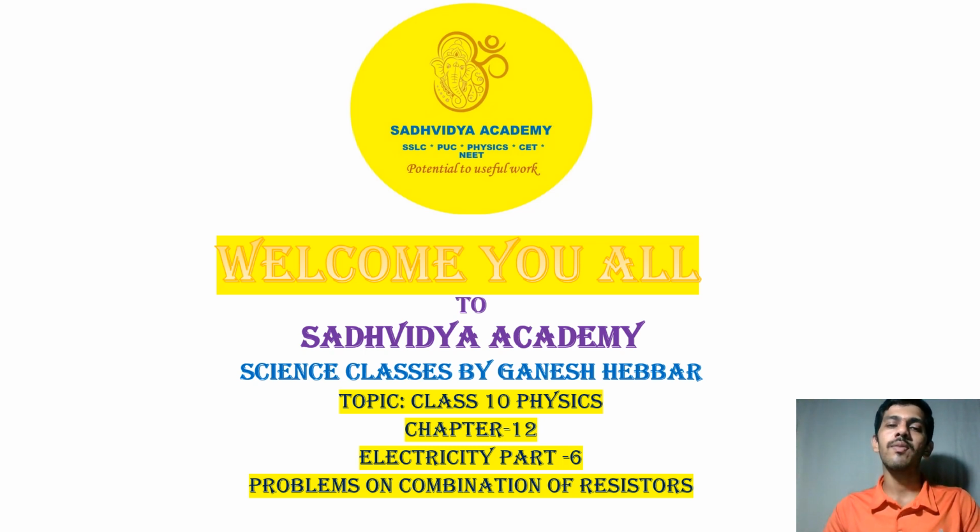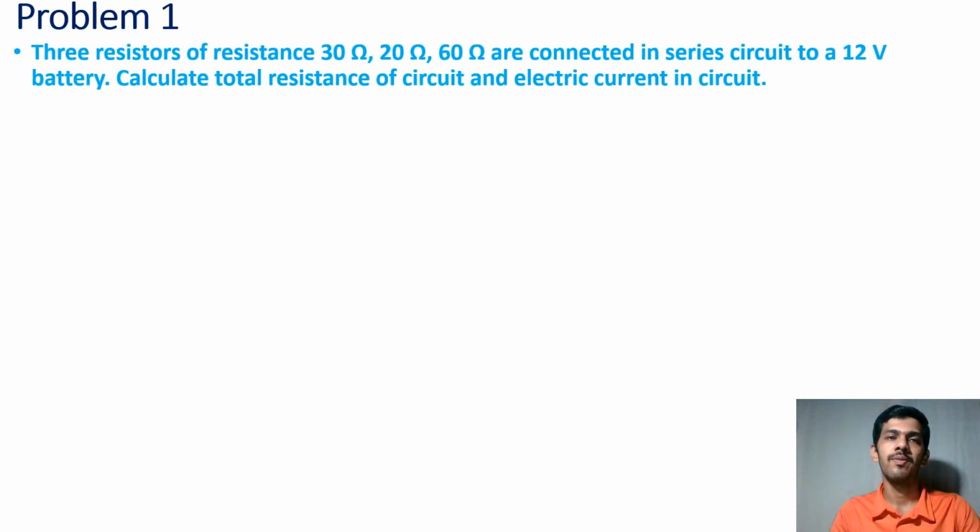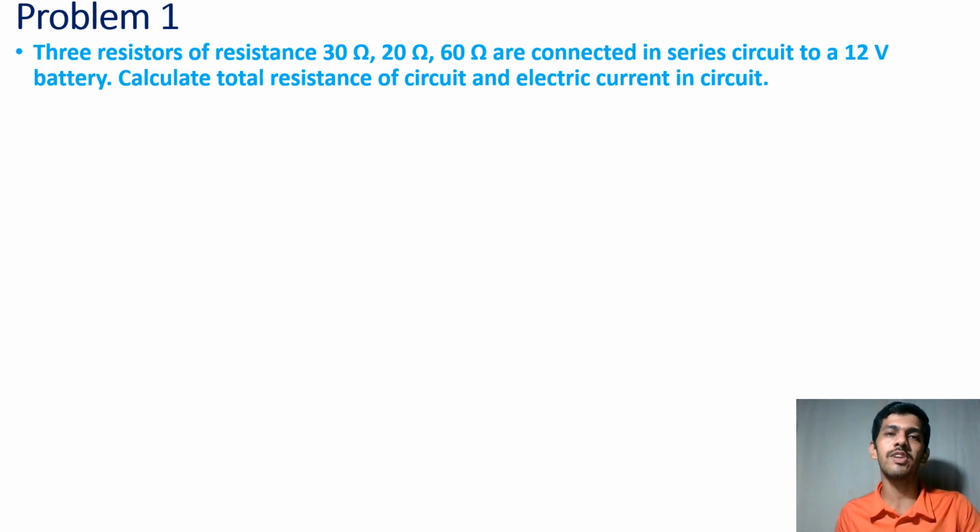Today's topic is Class 10 Physics, Chapter number 12, Electricity, Part 6. In this part, we shall solve some problems on combination of resistors. The first problem is: three resistors of resistance 30 ohm, 20 ohm, 60 ohm are connected in series in a circuit to a 12-volt battery. Calculate the total resistance of the circuit and the electric current in the circuit.